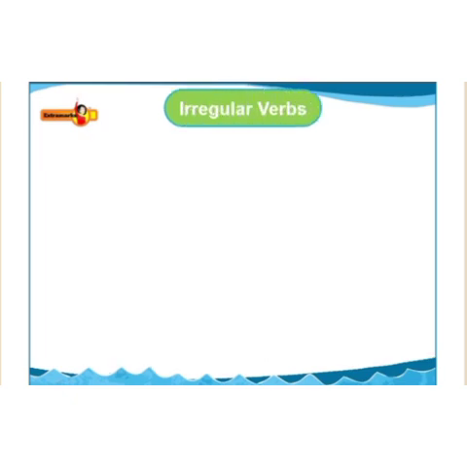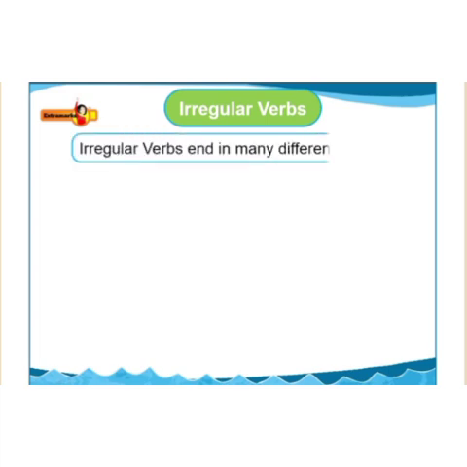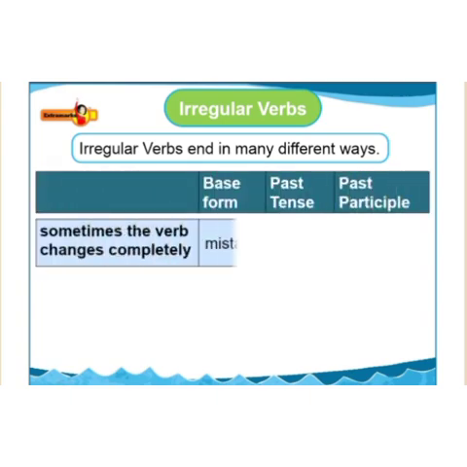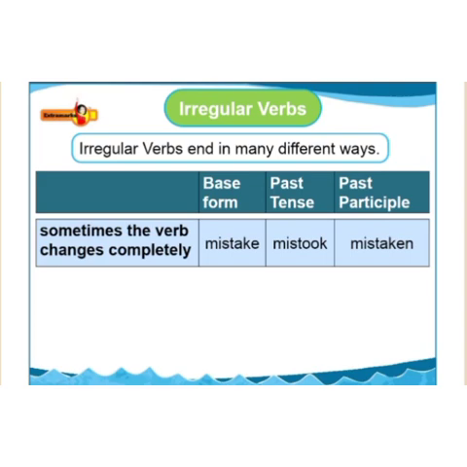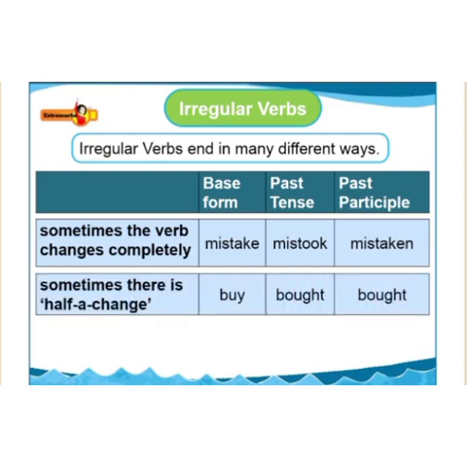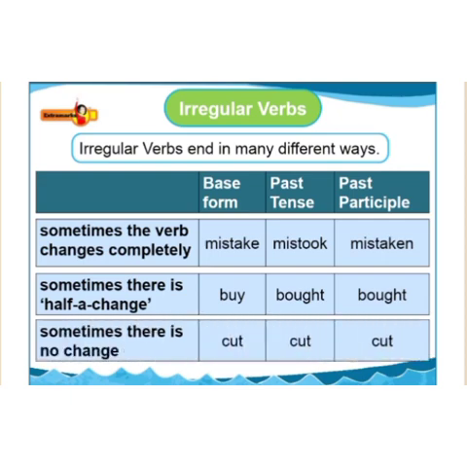Let's now see irregular verbs with examples. Irregular verbs end in many different ways. Here is how they change. Sometimes the verb changes completely. For example, the verb mistake changes to mistook and mistaken in past tense and past participle respectively. Sometimes there is half a change. For example, the verb buy changes to bought in past tense and past participle. Sometimes there is no change. For example, cut remains as cut in past tense and past participle.